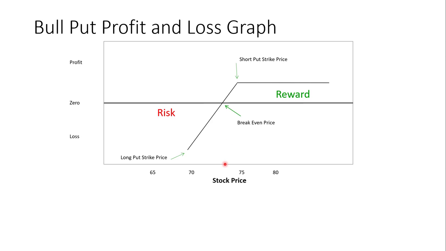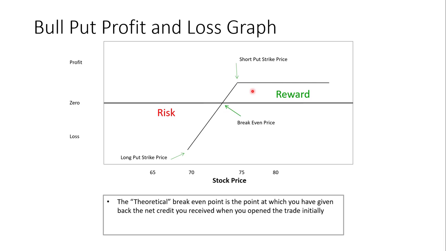or in essence 75 minus 70, $5. And let's say this is a $2 credit. So below the 73 price, I start to lose money. I am rewarded for my trade when we are above the break-even point at $73 at expiration.